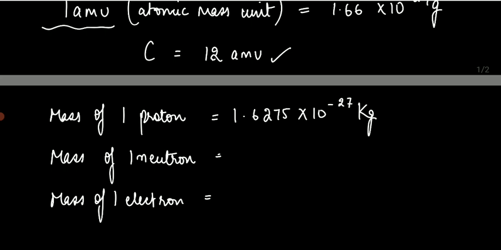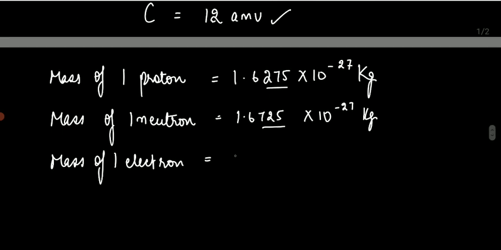Now this value in different books will be slightly different, but I can say 1.6 is definitely there into 10 raised to the power minus 27. And then neutron is 1.6725 into 10 raised to the power minus 27 kilogram. So if we see this value, it proves that neutrons are slightly heavier than protons. Then electron has negligible mass, that is 9.1 into 10 to the power minus 31 kg.